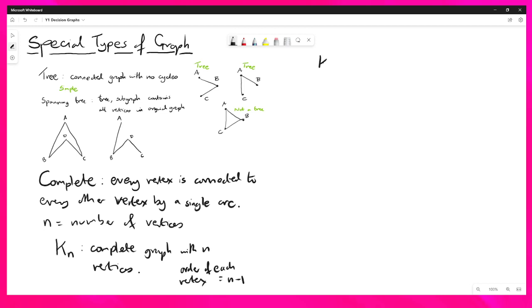So we can draw the complete graph K3. That's a triangle. We've already drawn it. It's this one. Okay, it's got 3 vertices, and every vertex is connected by a single arc to every other vertex. K4, we can draw in a bunch of different ways. The sort of arguably best way to draw it is in this orientation, because we don't have any arcs crossing each other except at a vertex.